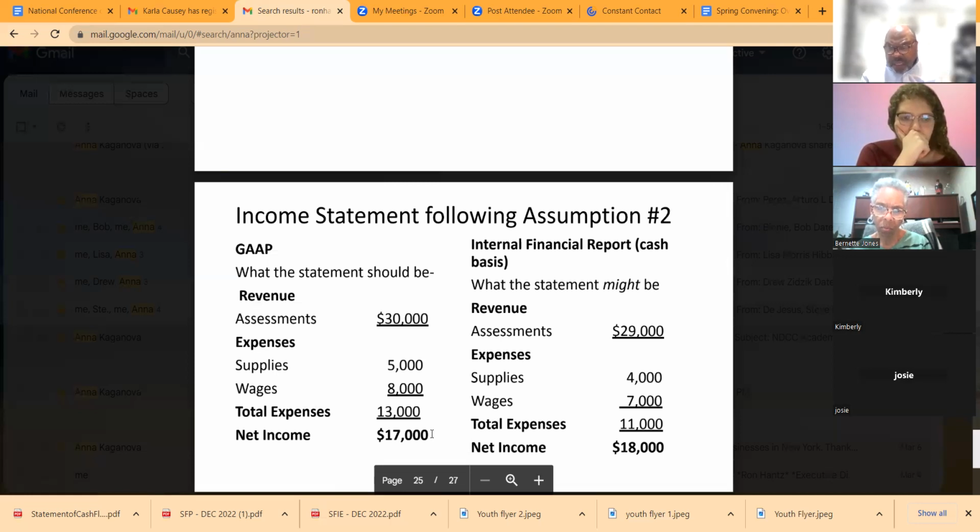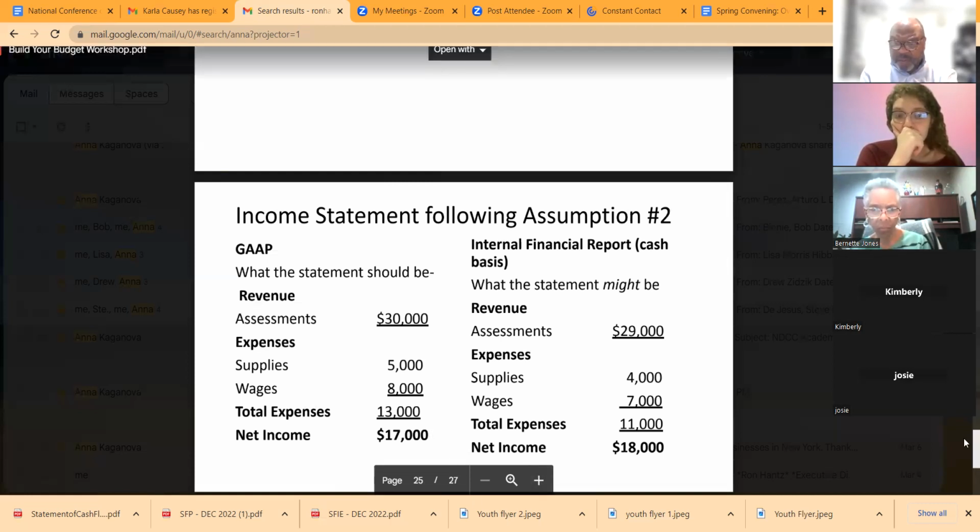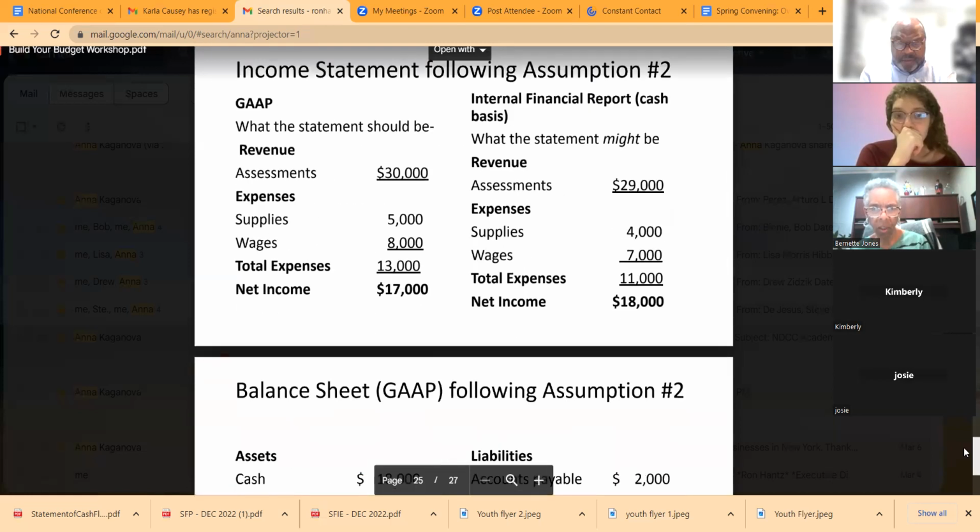Is anyone able to see where she's gotten these numbers from? Yeah. Okay. I can see that.